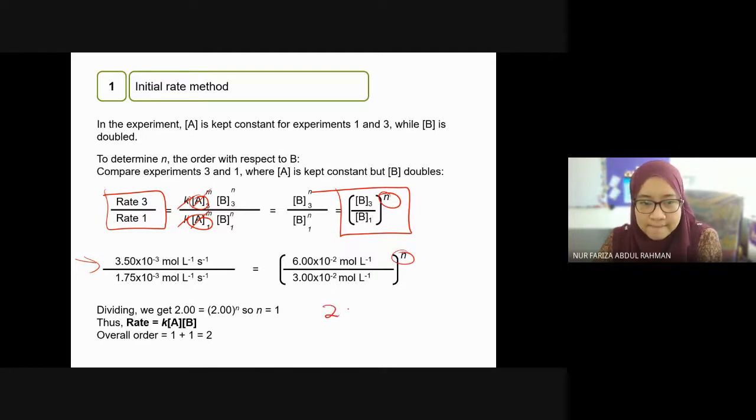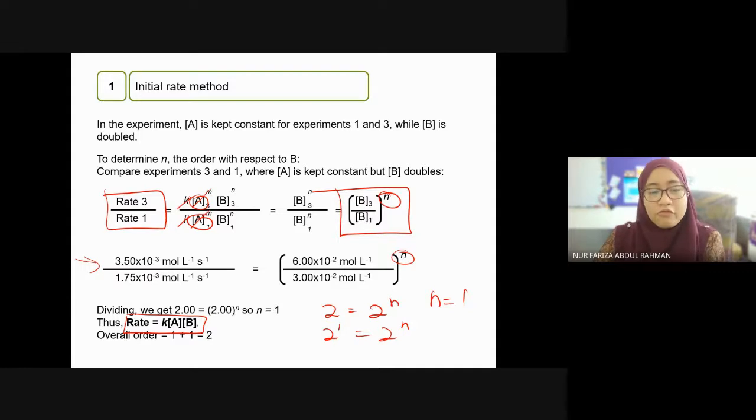And then you determine the N. See, 2 to the power of N. When you have solved this one, you will get 2 is equal to 2 to the power of N. So 2 is also equal to 2 to the power of 1. So N is equal to 1. Okay? Alright, don't forget to write the rate law. The real rate law. So rate is K times A to the power of 1, B raised to a power of 1. So the overall order will be 1 plus 1 is equal to 2.